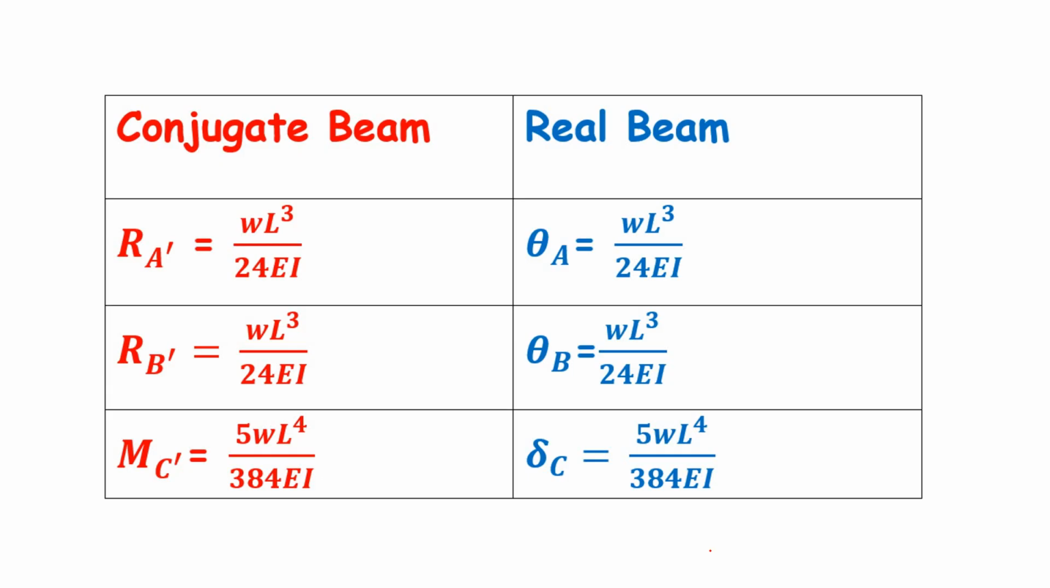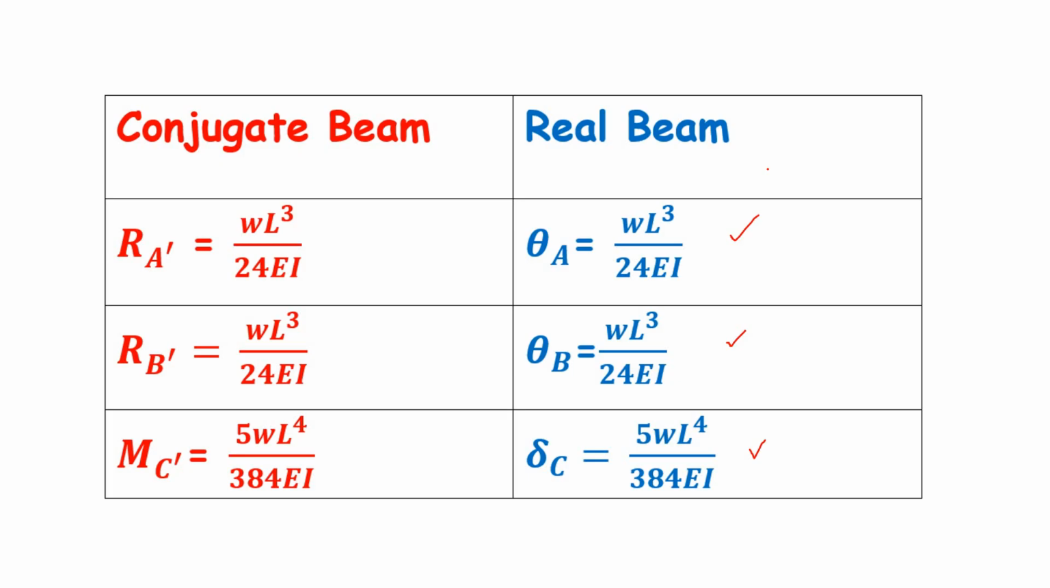Now these are the tabulations. Now you compare the conjugate beam with the real beam. RA dash is the shear force at the point A dash for the conjugate beam, and RB dash is the shear force at B dash for the conjugate beam. M dash C is the bending moment at C dash for the conjugate beam, and these are equivalent to theta A, theta B, and delta C for the real beam.